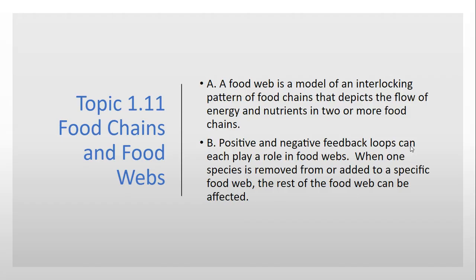The last topic of Unit 1 is 1.11, and this is looking at food chains and food webs. We know that a food web is a model of many different interlocking food chains that depict our flow of energy and nutrients in a given ecosystem. Positive and negative feedback loops do play a role in food webs. So when one species is removed or added to a specific food web, we can see that the rest of the food web may be affected.